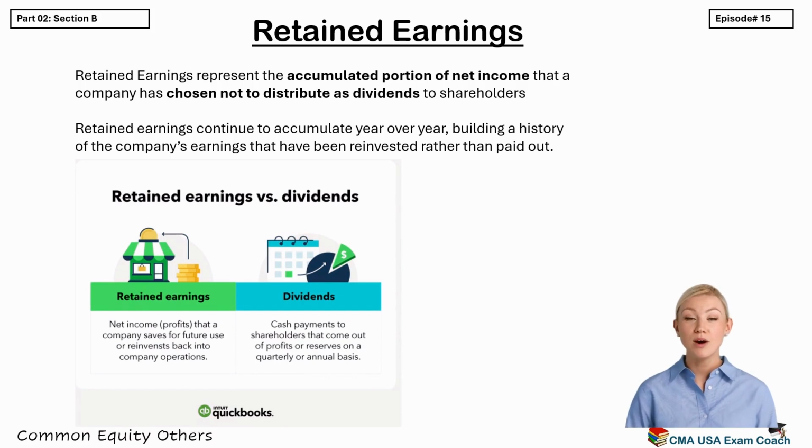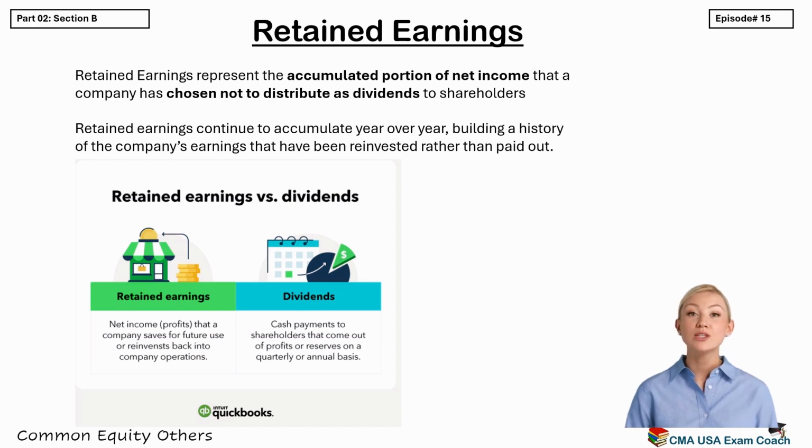If the company earns a profit, that amount increases retained earnings. If the company experiences a loss, the retained earnings balance is reduced. And when losses accumulate over multiple years, the company may even show a negative retained earnings balance, which is often referred to as an accumulated deficit. Retained earnings continue to accumulate year over year, building a history of the company's earnings that have been reinvested rather than paid out. This accumulation reflects the company's long-term profitability and financial health.